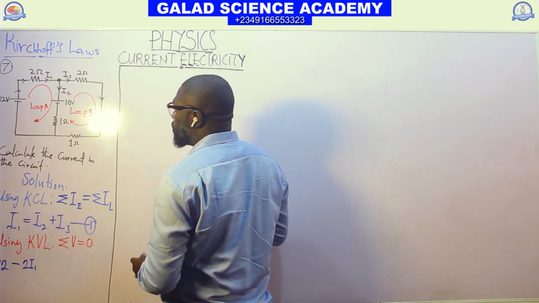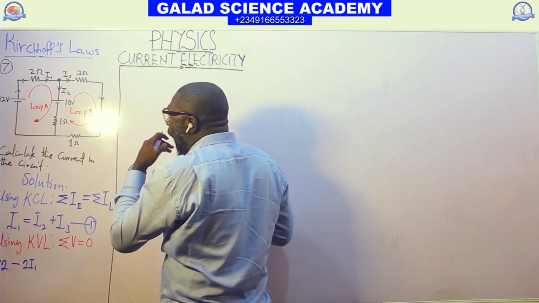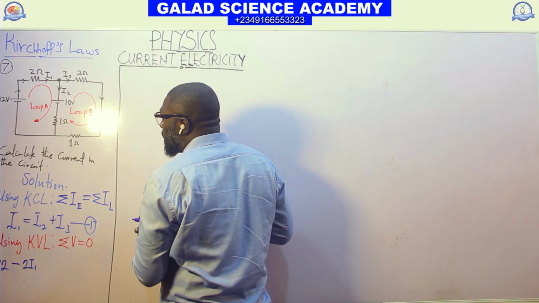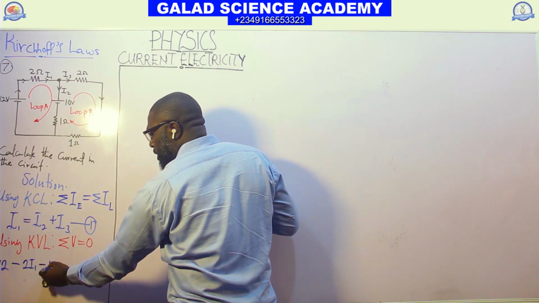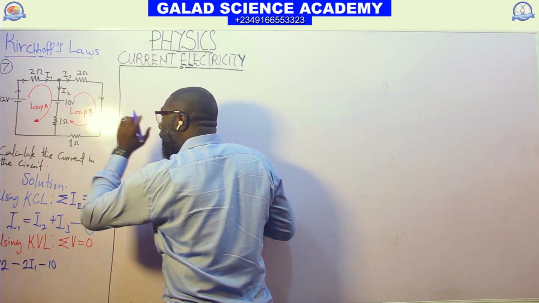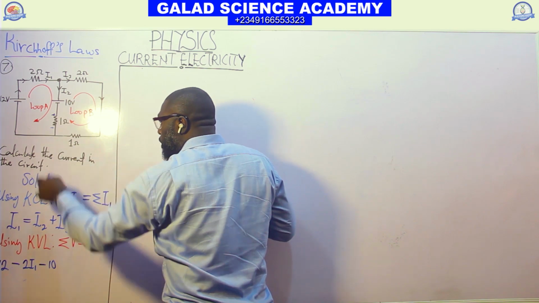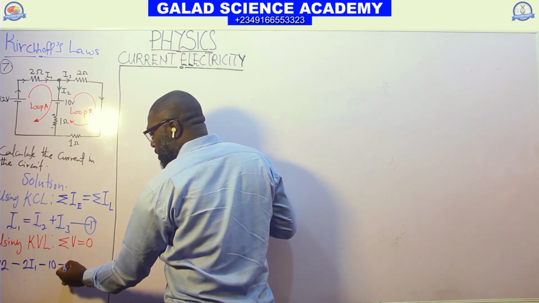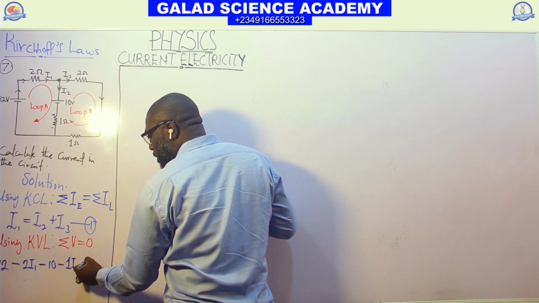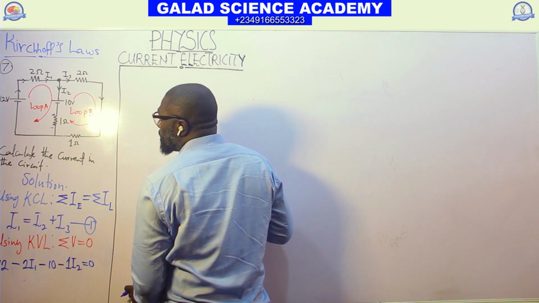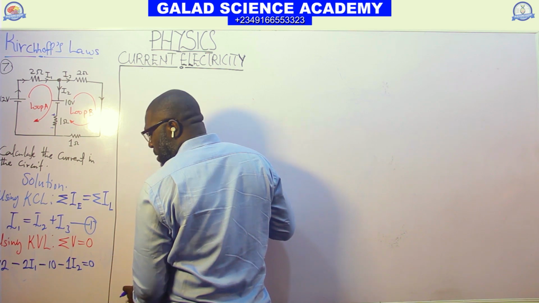Out of this I2, the I2 is going like this, with voltage. The voltage here will be a drop, minus 10. And here, I2 with this, it will be positive, negative. It will also drop, minus 1 times I2. Everything equals 0.